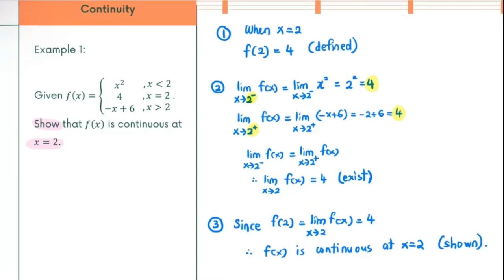So inilah dia 3 conditions yang kita perlu check to show that it is continuous. So yang pertama, cari dia define ataupun tidak. Yang kedua, cari value kiri dan kanan, dapatkan nilai dia apa. So kalau dia sama, the limit exists. Kalau tak sama, dia does not exist lah. Okay, and then yang ketiga adalah make sure the value of yang pertama ini sama dengan value of yang kedua. So bila dia sama, f(x) is continuous.